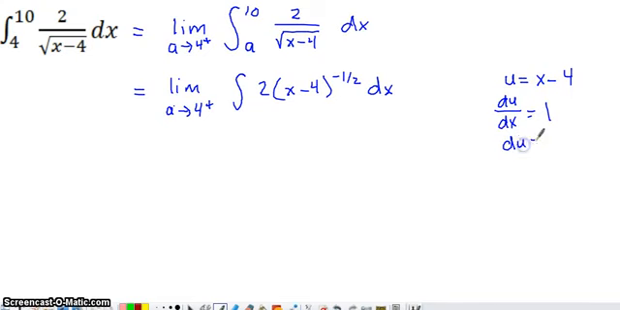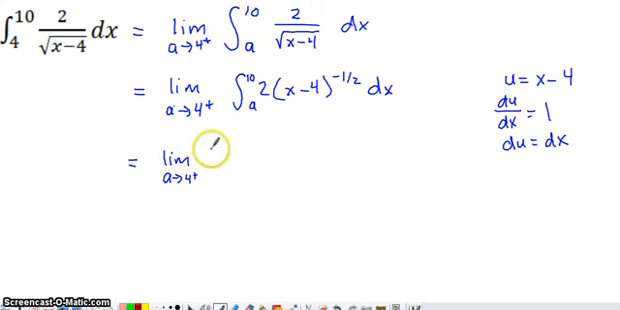So du is a direct replacement for dx. Multiply both sides by dx, and you realize that du equals dx. So limits of integration are still a and 10 there. I'm still trying to do a limit as a approaches 4 from the bigger side. I'm not going to do that till my very last step. I just can't forget about that being something that's essential to do here.